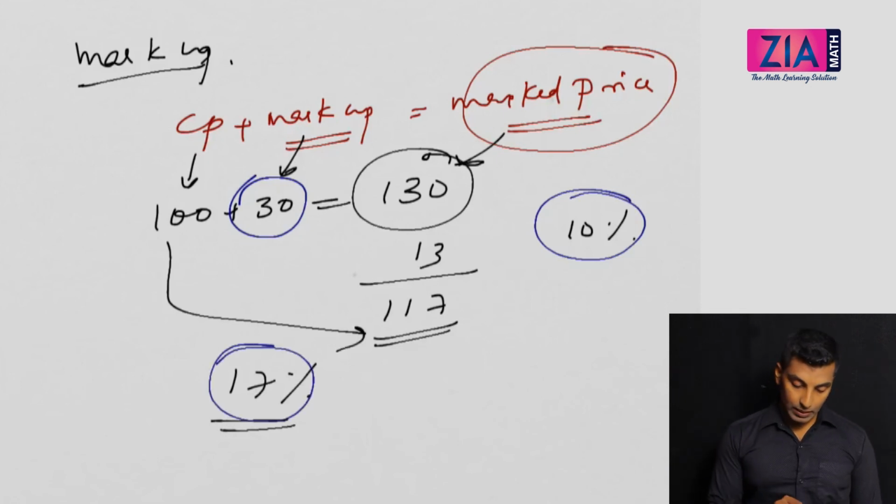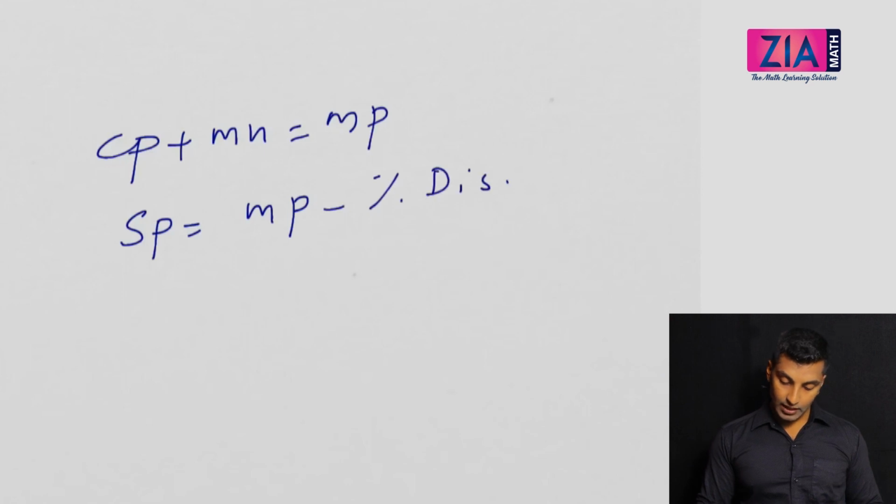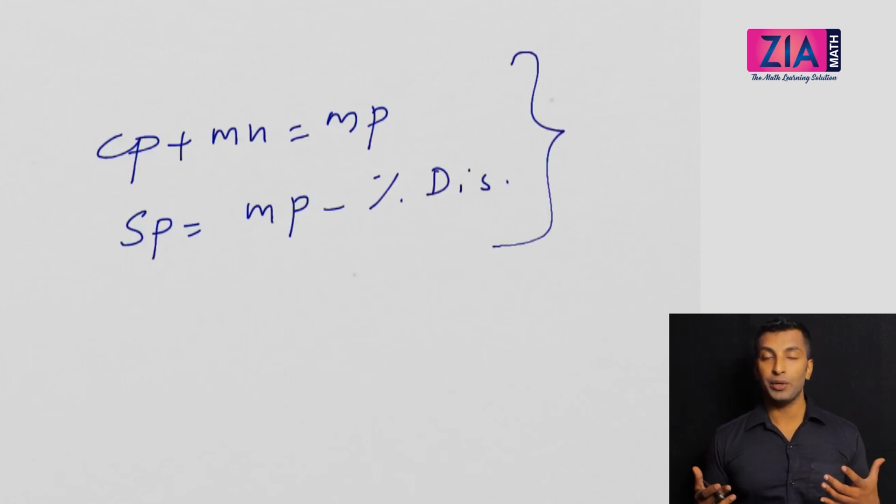So this is the concept of markup. Cost price plus markup is equal to the marked price. Now what is the selling price? Selling price is equal to marked price minus the percentage discount. So these are the points that you need to remember.